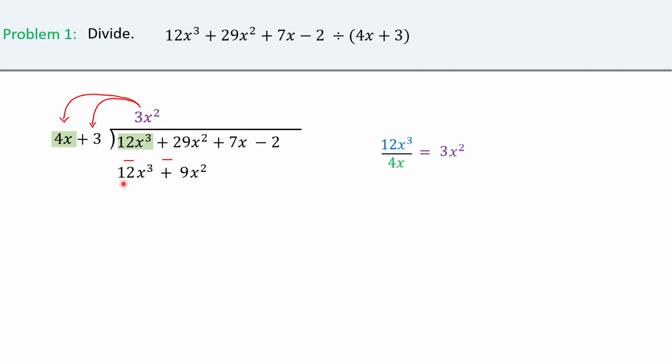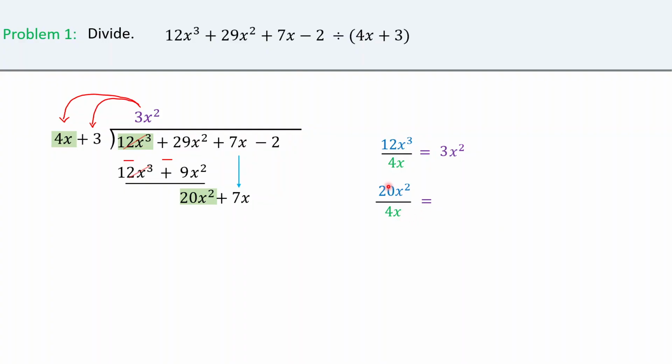Now add. 12x cubed minus 12x cubed is 0, so you can cancel these out. 29x squared minus 9x squared is 20x squared. Now bring this term down and put it here. Now take this first term and divide this by this 4x. So you need to repeat these steps.